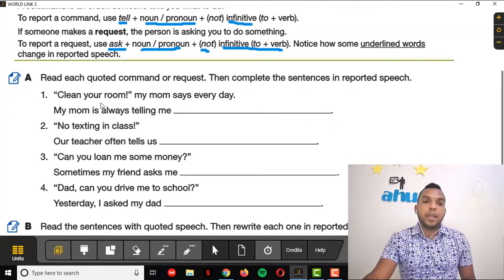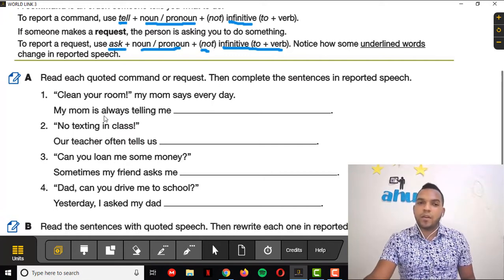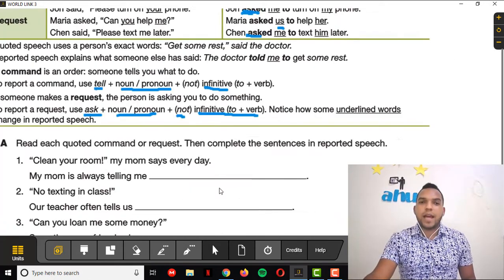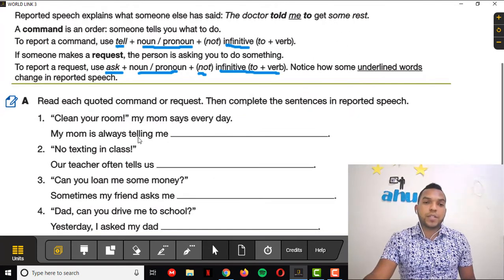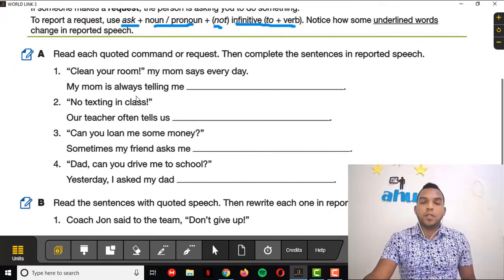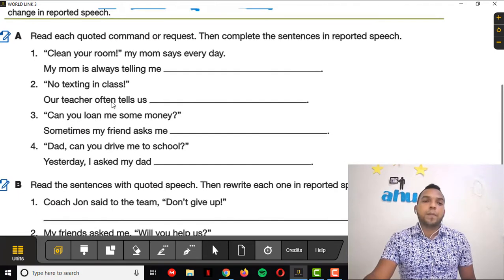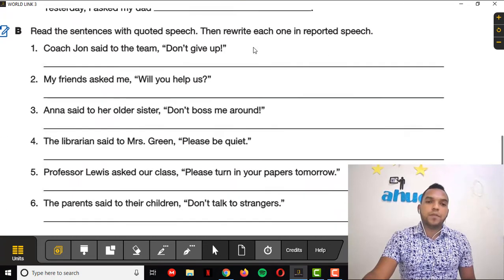So, clean your room, my mom says every day. Okay, so my mom is always telling me. All right, so what can I say here? As this is a command, as you're saying clean your room, I have to use tell. And it's already here, telling. So my mom is, because this is something that happens every day, my mom is always telling me to clean my room. All right, so this is an example you can have in order to complete.